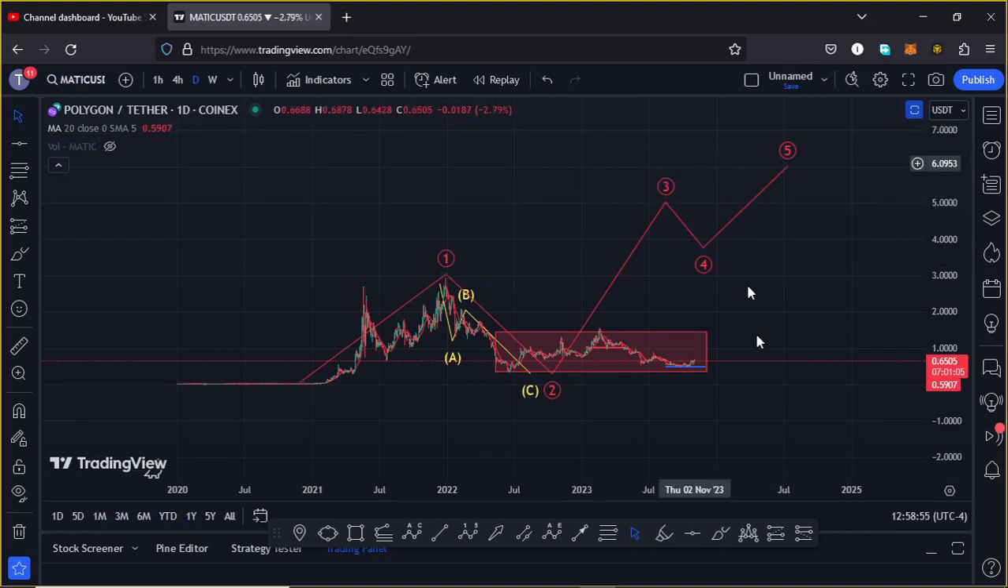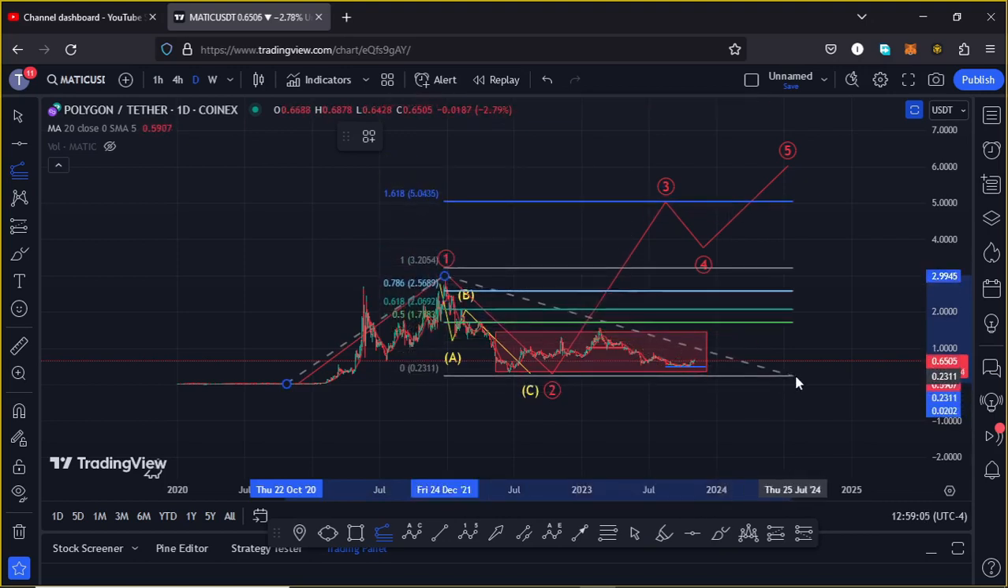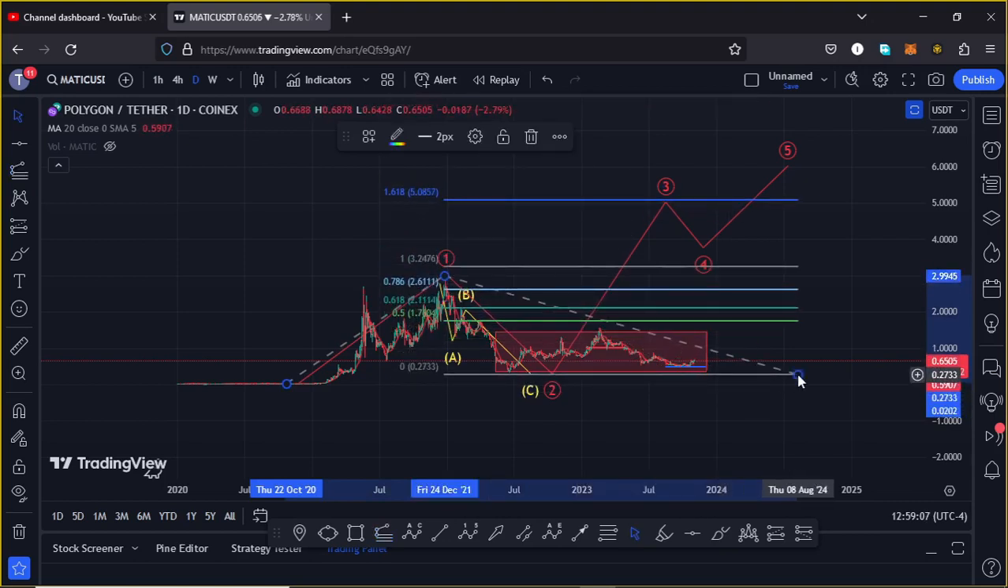And the minimum target areas for the third wave can be given by connecting the trend-based Fibonacci from the low of the first wave to the high of that wave 1, then dragging the fibs to the low of the second wave, giving me a minimum target area at the fib level 1.618, and that is above the $5 mark.